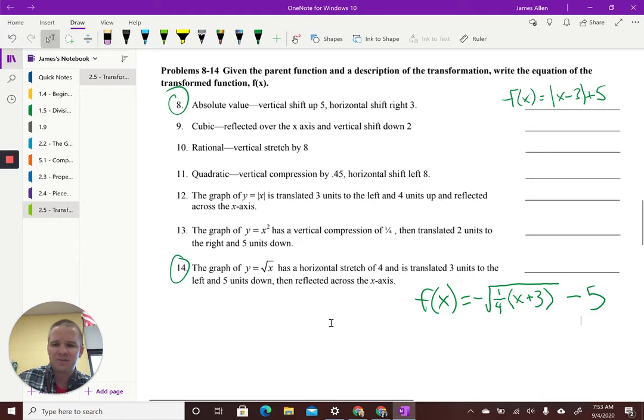But you know, this is fantastic. This is fun. This is great. I love reading words and making math.